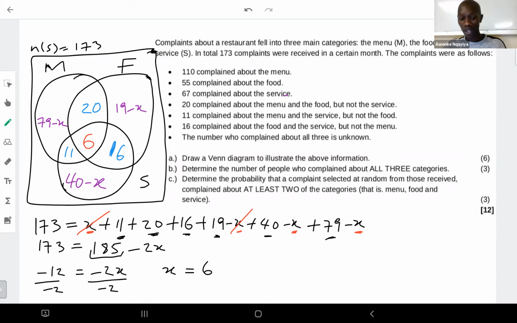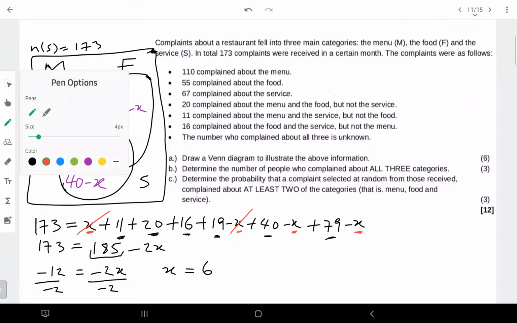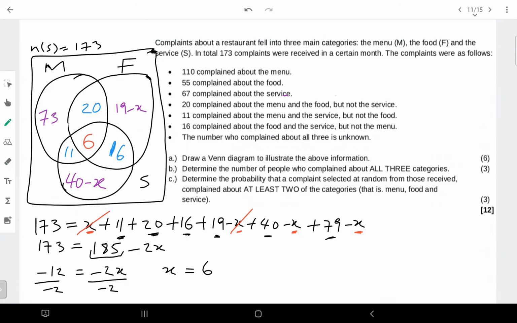Just a quick question. It's not part of the equation, but how do you think we will calculate the number of people that complained about the menu only? 79 minus 6. What is that? 73. What do you think will be the number of complaints about food only? I want your thinking process. 19 minus 6. 13.